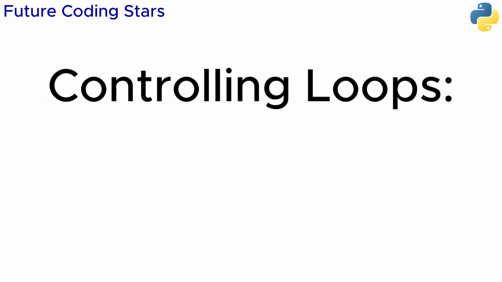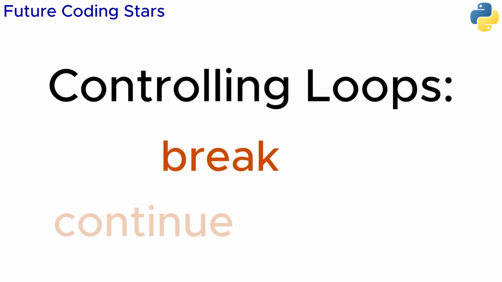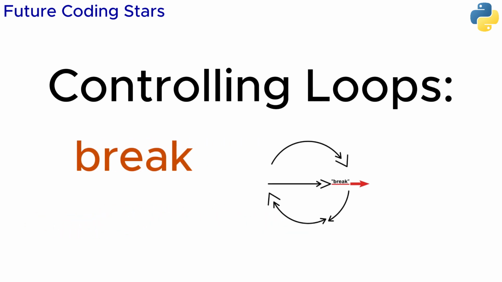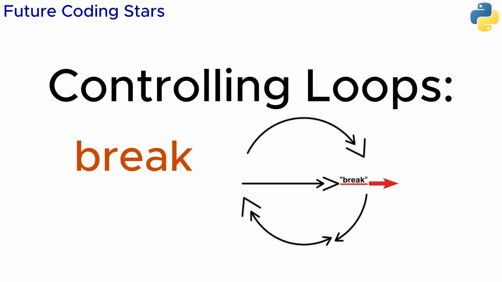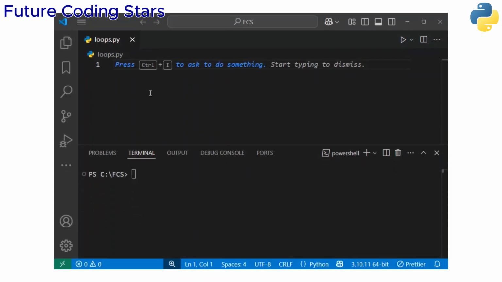Loops are powerful, but sometimes you need more control within the loop itself. That's where break and continue come in. The break statement is like an emergency exit. When Python hits break inside a loop, it immediately stops the loop completely and the program continues with the code after the loop. Use break when you've found what you're looking for or a certain event happens that means the loop should stop early.